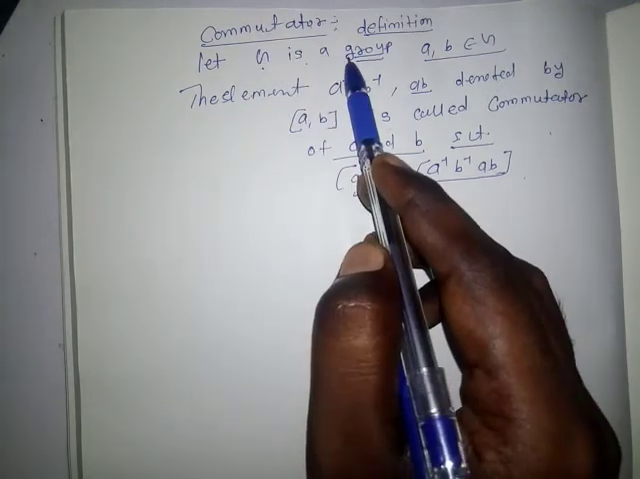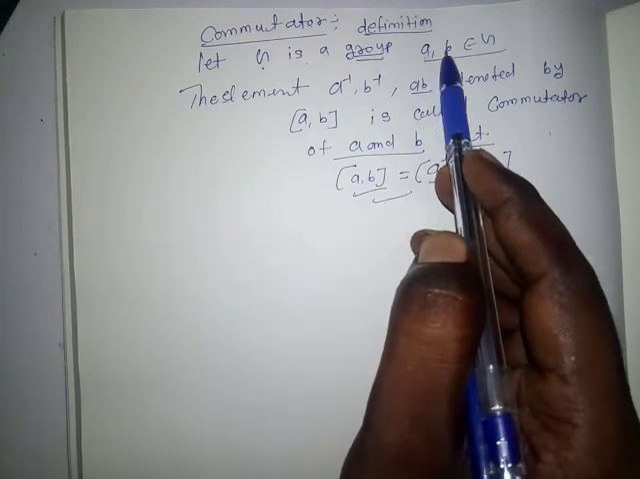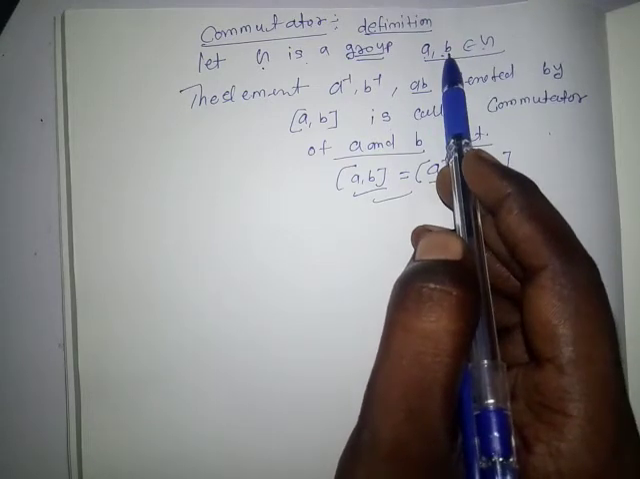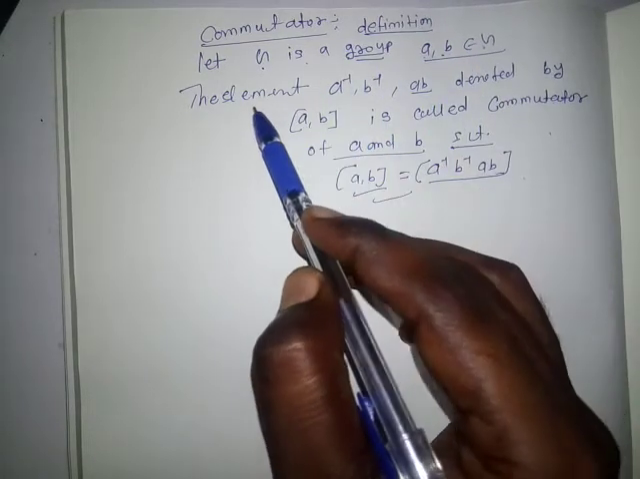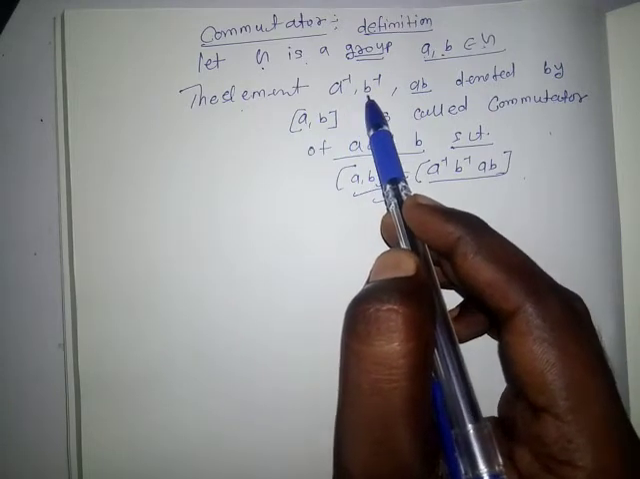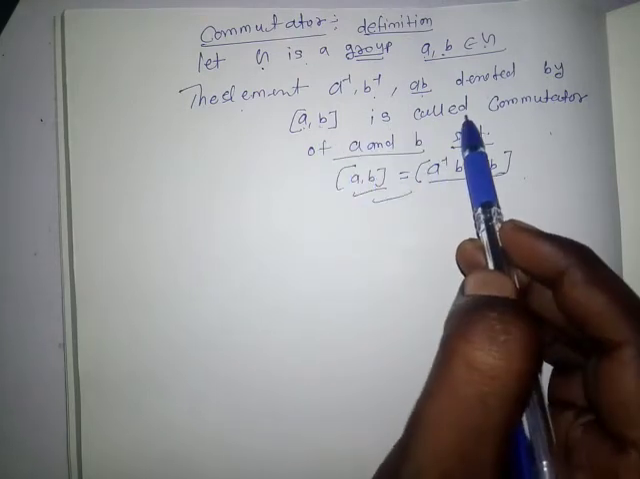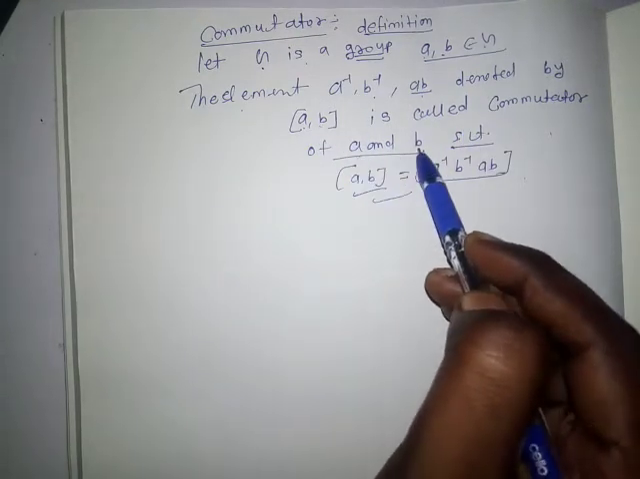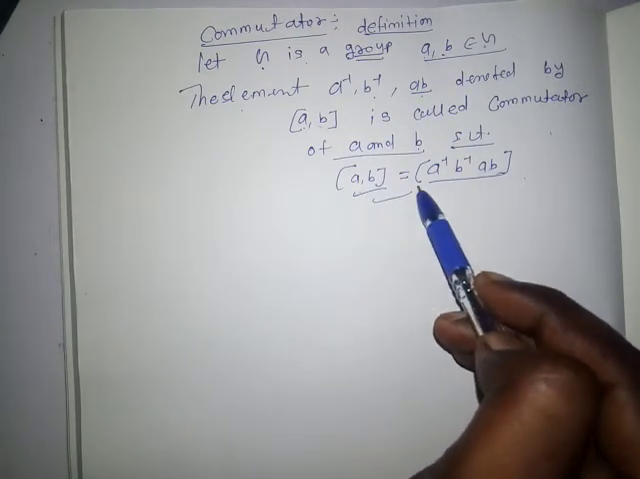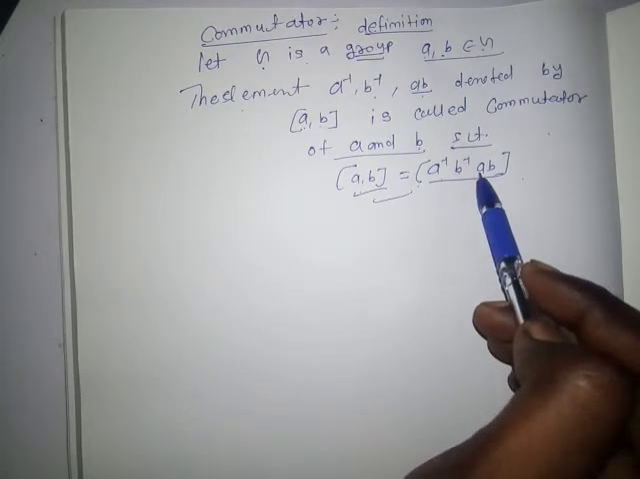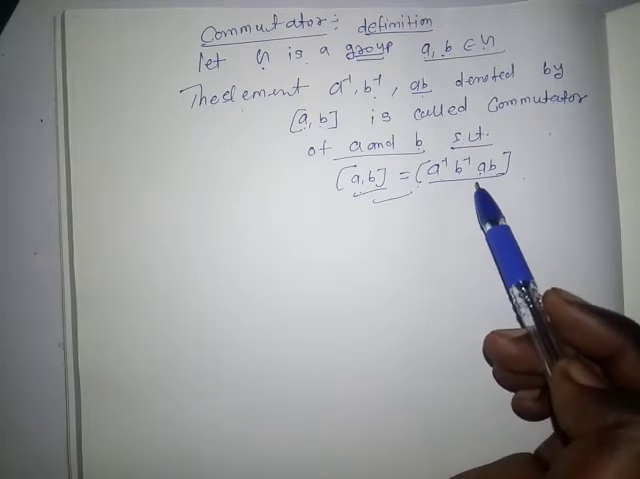G is a group, and two elements A and B belong to G. It means A and B are any two elements of group G, students. And now the element A inverse B inverse AB, denoted by [A, B], is called the commutator of A and B, such that [A, B] equals A inverse B inverse AB. This is a commutator.